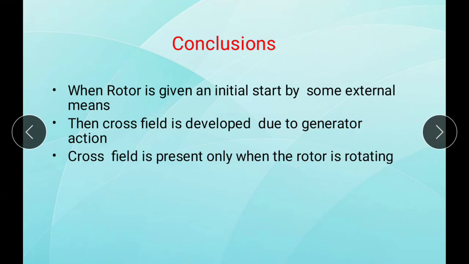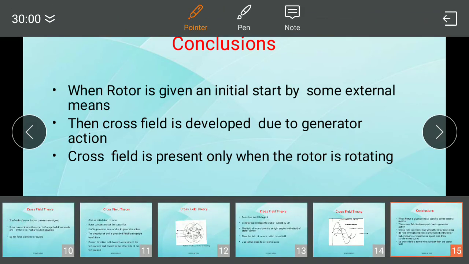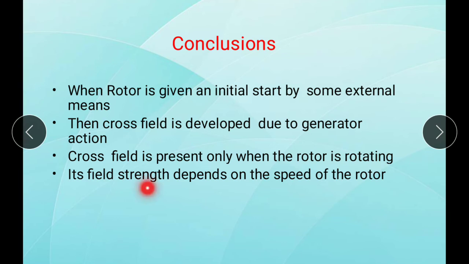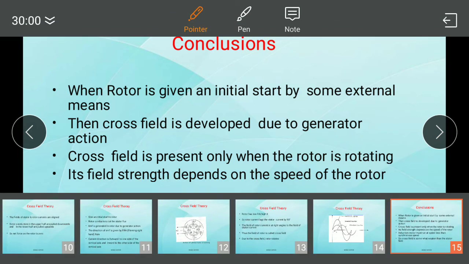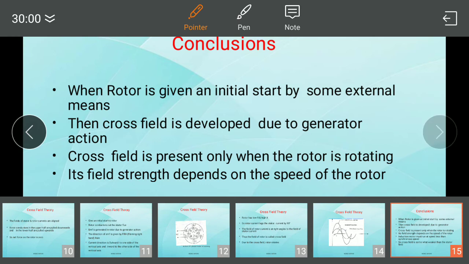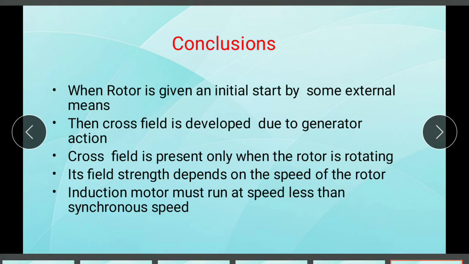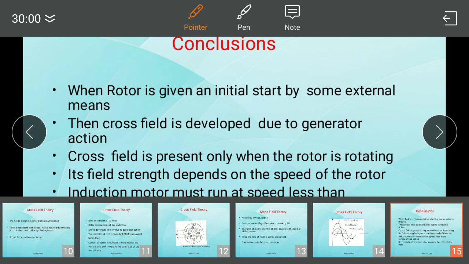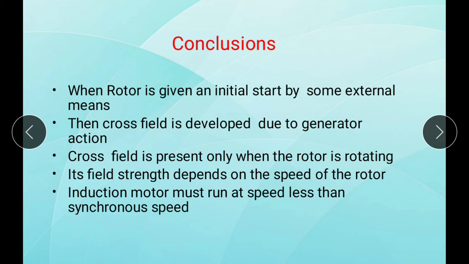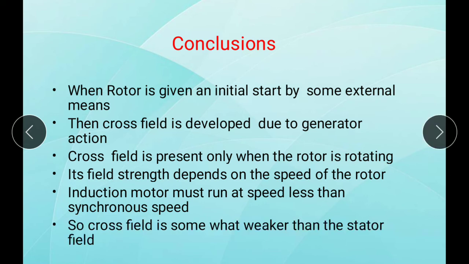The cross field is present only when the rotor is rotating. Its field strength depends on the speed of the rotor. An induction motor must run at a speed less than synchronous speed. So the cross field is somewhat weaker than the stator field.